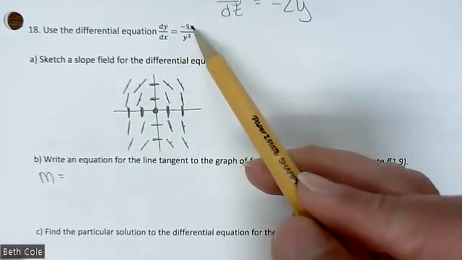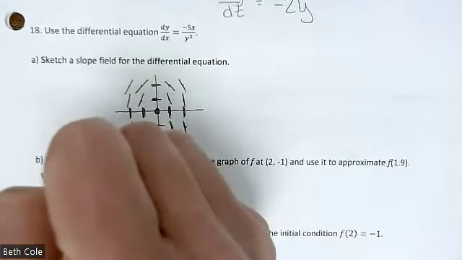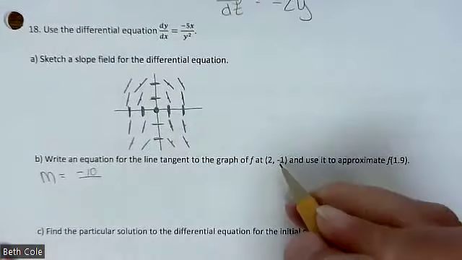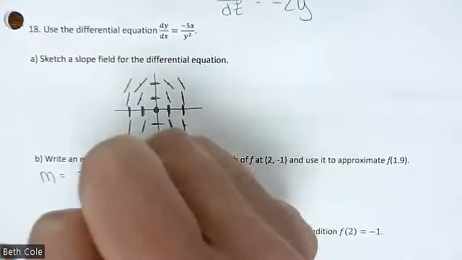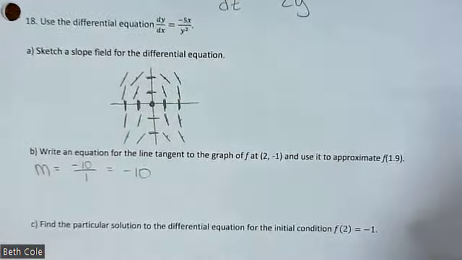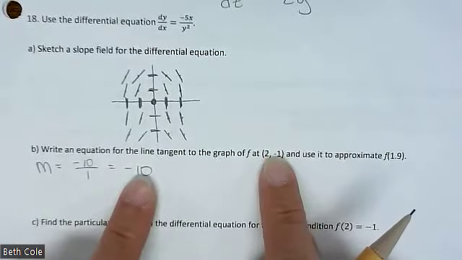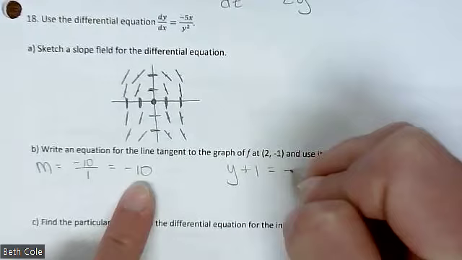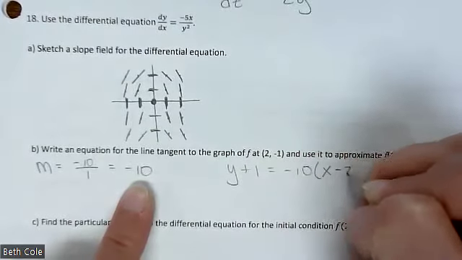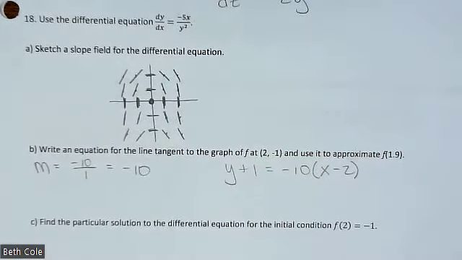Perfect. So if you plug in 2 for x, that'll be -10. And if you plug in -1 for y, you get 1. So your slope is -10. Put it all together. That's your point. That's your slope. It'll be y plus 1, good, equals -10, x minus 2. I think this is one of the easier problems, to be honest.